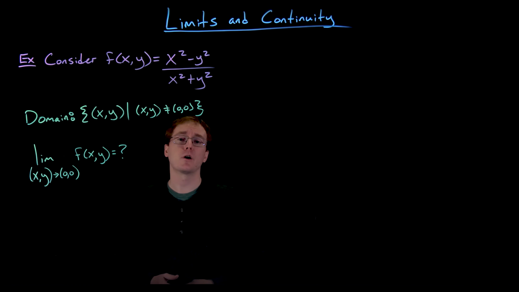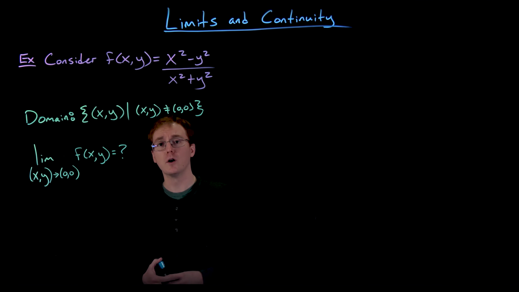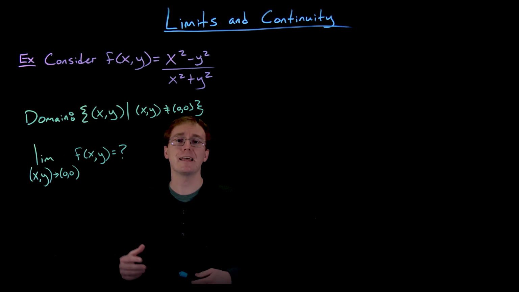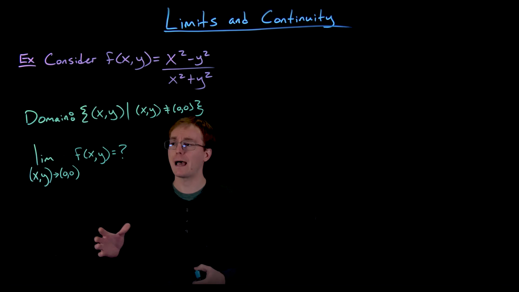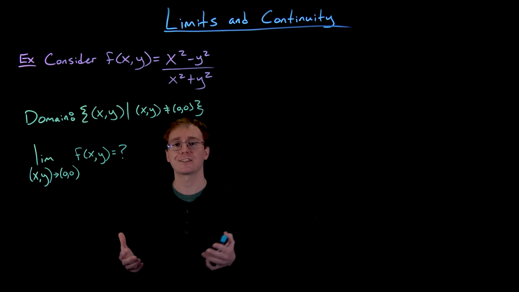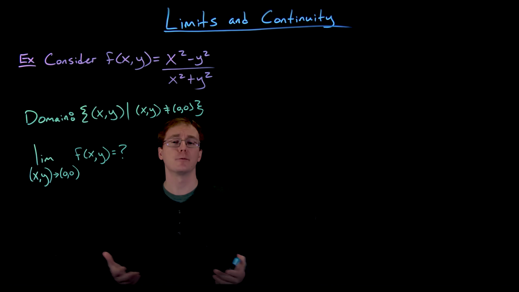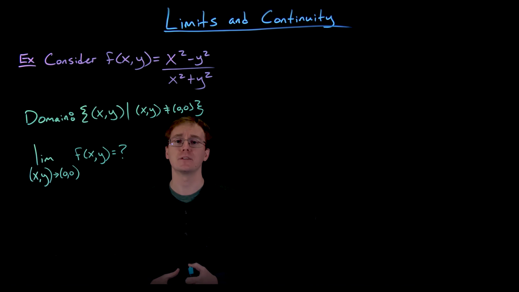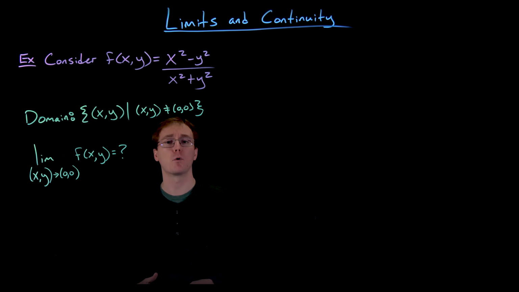When it came to limits of functions of a single variable, we had the limit as x approaches a of f of x, and we had to think about what happened to the output of our function as x got closer and closer to a from either side. We still have to do something similar here. However, it is a bit more complicated.